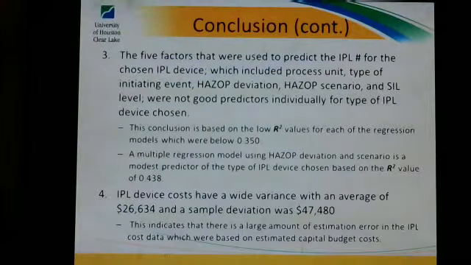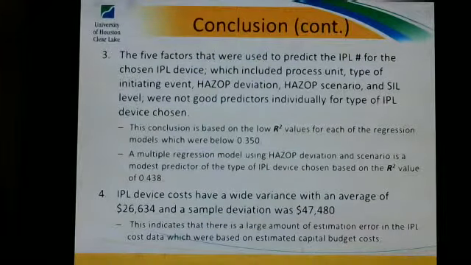And finally, the IPL device costs have a wide variance with an average of 26,634 and a sample deviation of 47,480. So this indicates that there is a large amount of estimation error in the IPL cost data, which were based on estimated capital budget costs.